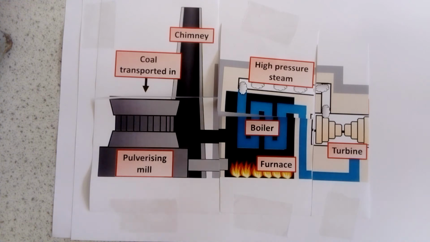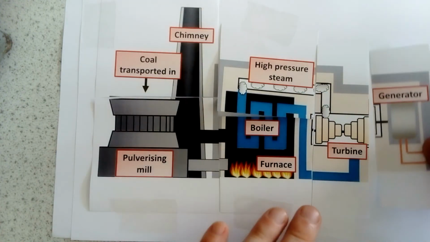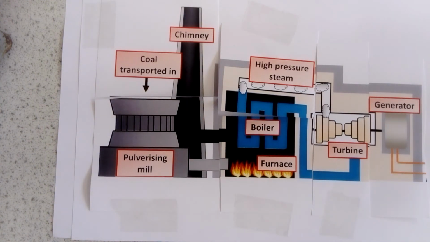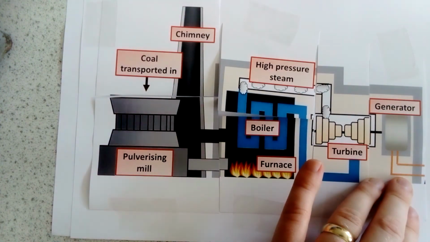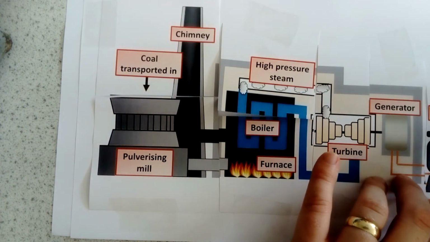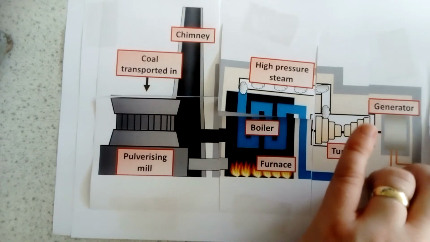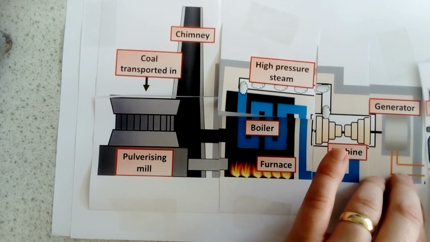Your generator, put it there so it opens up. Talk about what's happening in the generator. The generator is where the electricity is physically being generated. The transformer, you might put at the other side and it can open up like that.